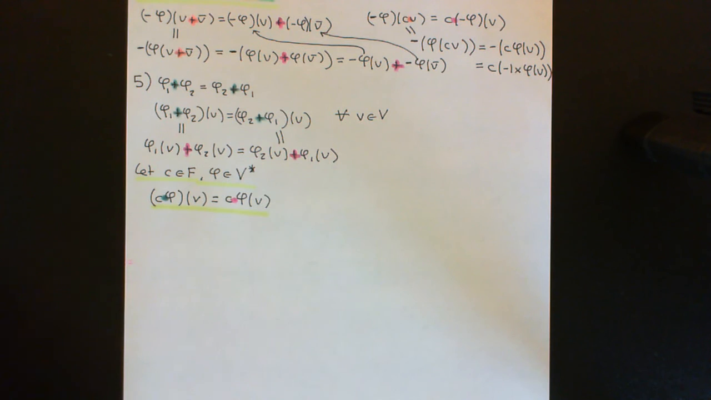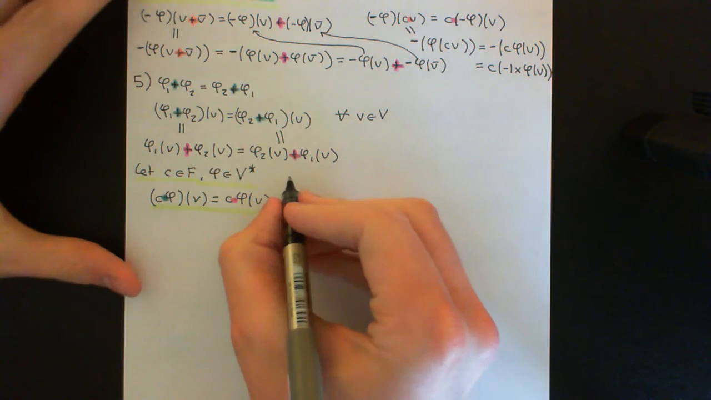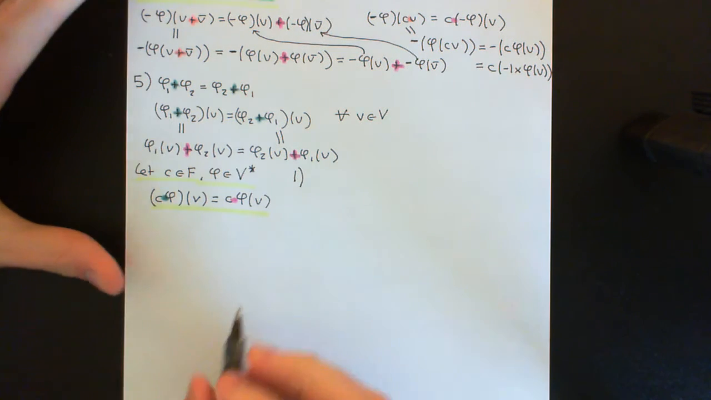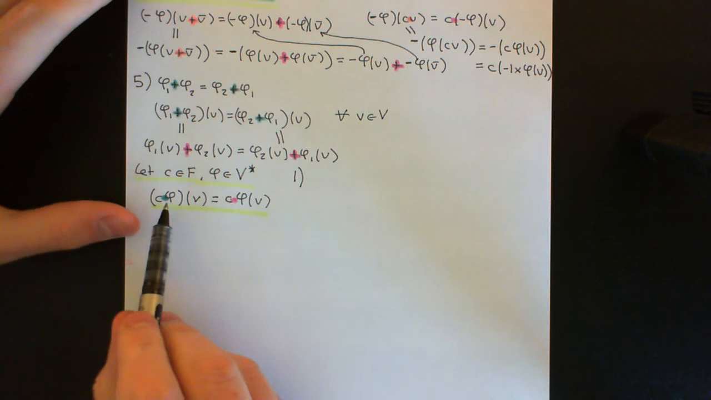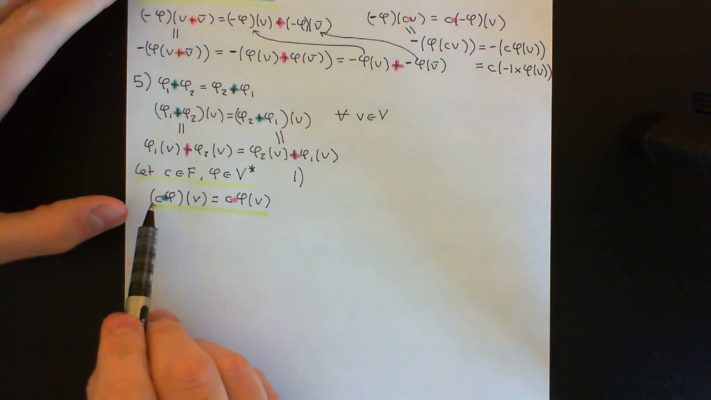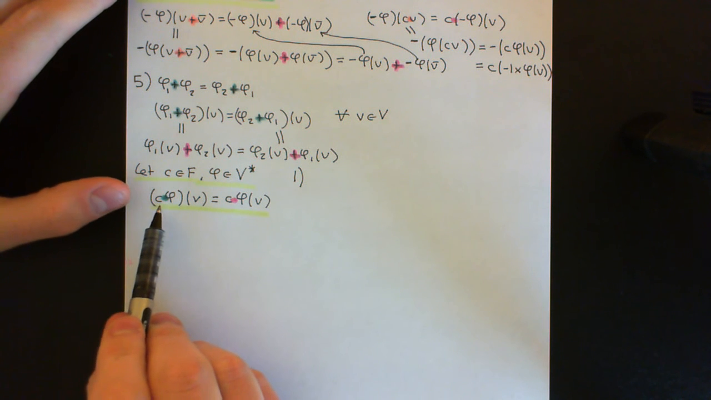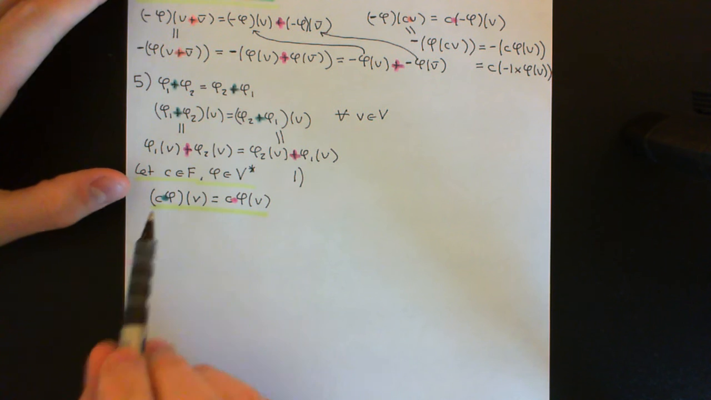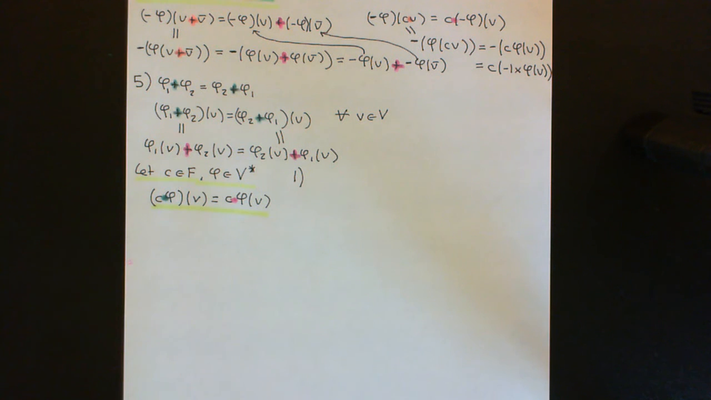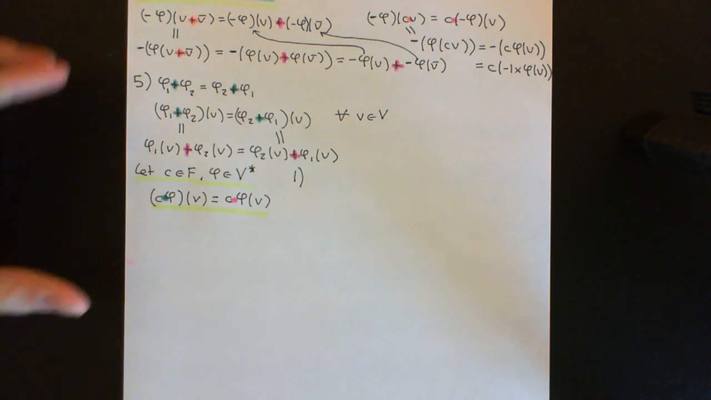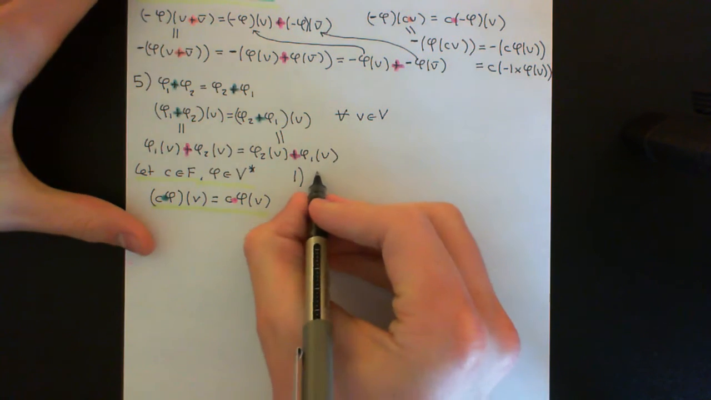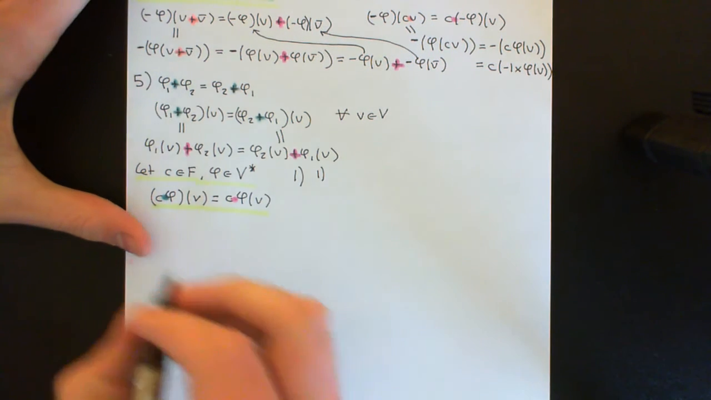The first thing to check is that this is closed. So axiom number 1 is closure, and what that means is that we need to make sure that this final mapping we've got here, c times phi, actually is an element of the dual vector space, that this is a mapping that is linear. So we now need to check that this obeys the two criteria for linearity.